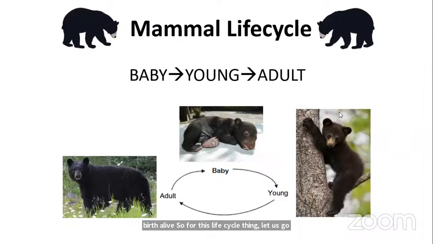So for this life cycle, let us go through one by one. We have the first mammal cycle: there's a baby, young and adult. And then the second life cycle is the platypus. The platypus lays eggs, then young and adult. So all mammals go through a 3 stage life cycle.